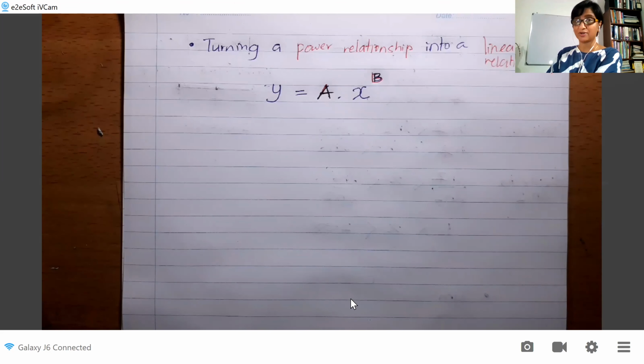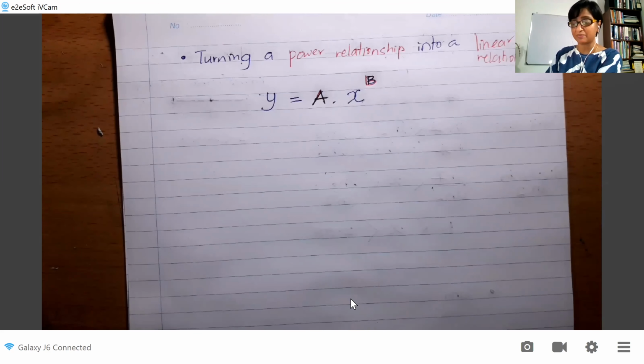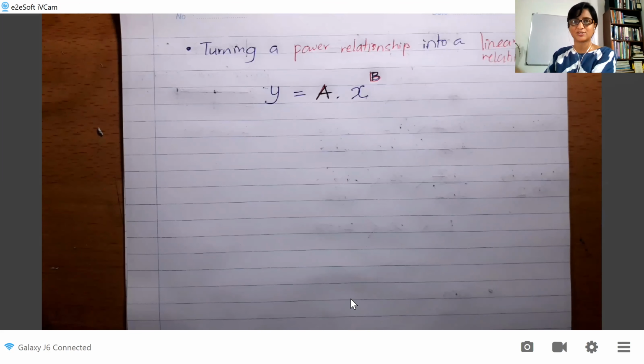See what I'm going to do. I'm going to turn this into a linear relationship. That means I'm going to turn this into something in the form y equals mx plus c. That's what a linear relationship is, right? A linear function is. I'm going to turn this into the form, the template, y equals mx plus c.